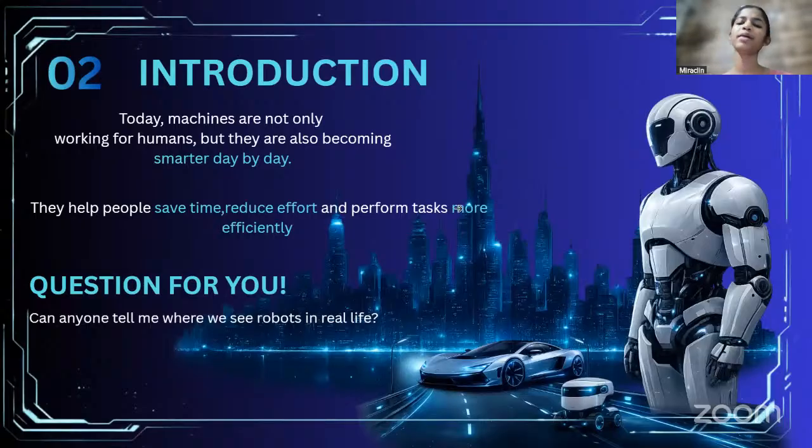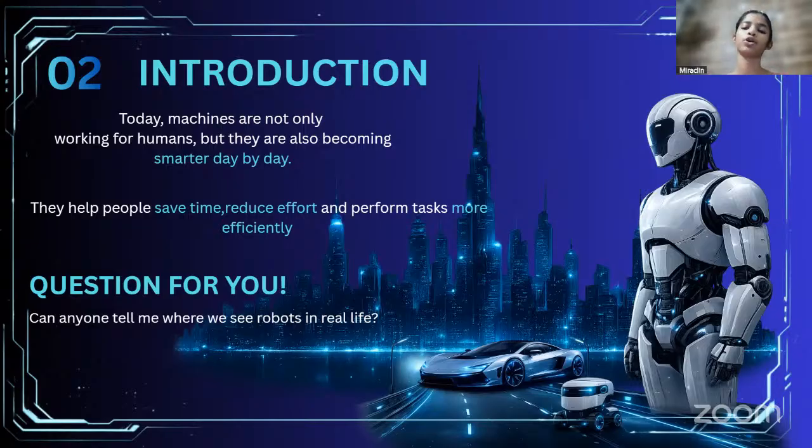Introduction. Today, machines are not only working for humans, but they are also becoming smarter day by day. Artificial intelligence and robotics are used in hospitals, schools, industries, banks, and even in our homes. They help people save time and reduce effort.